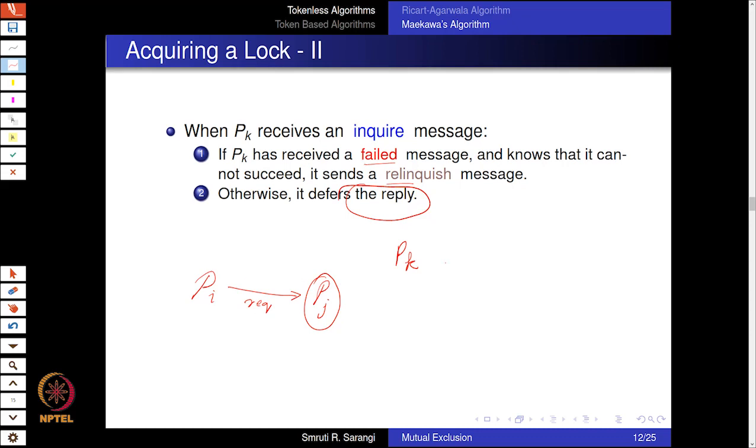But I'm not looking at that. I'm looking at the more interesting case where I'm talking to PK, in the sense I'm already committed to PK and PI arrives. So if either PK has a lower timestamp than PI, or I have other requests in my request queue which have a lower timestamp than PI, I simply tell PI that look, you have no chance, you're too unimportant for me, so you go away. So I send a failed message.